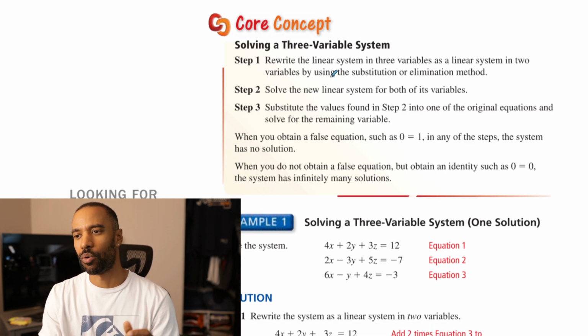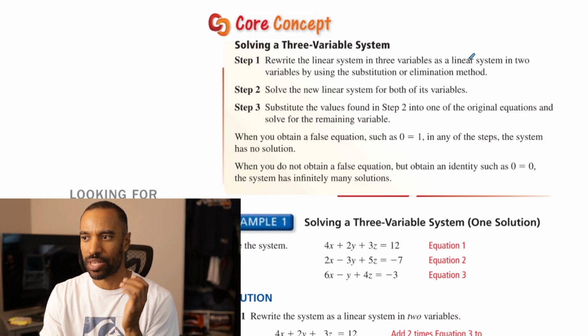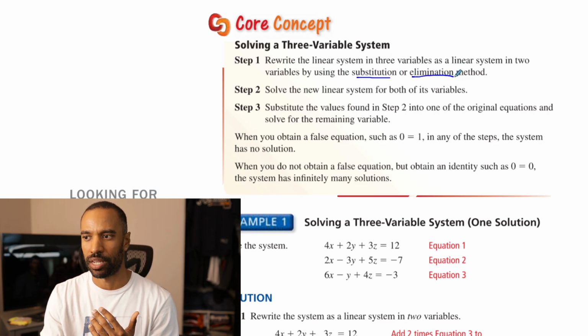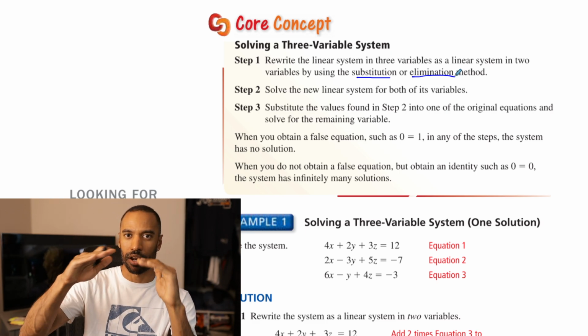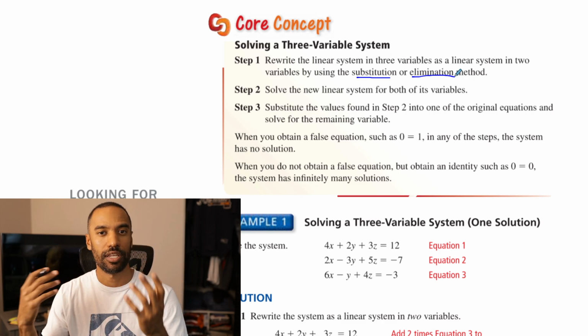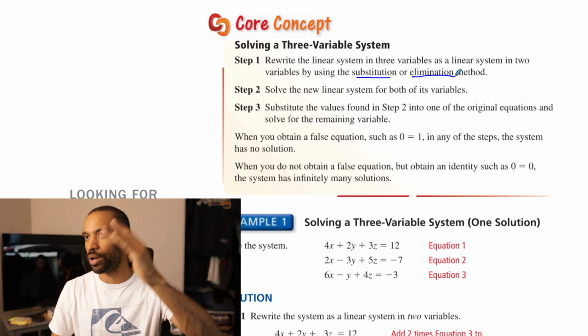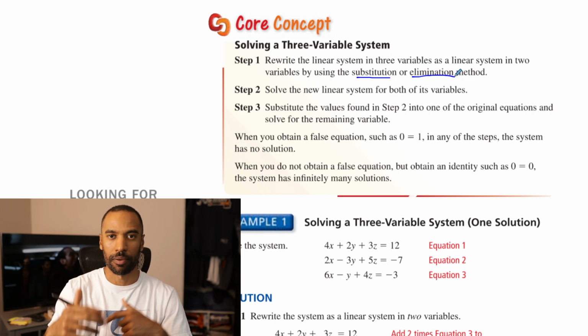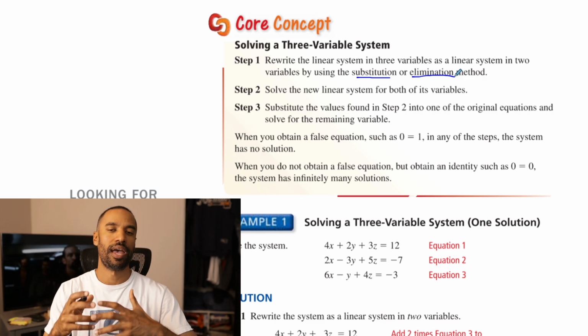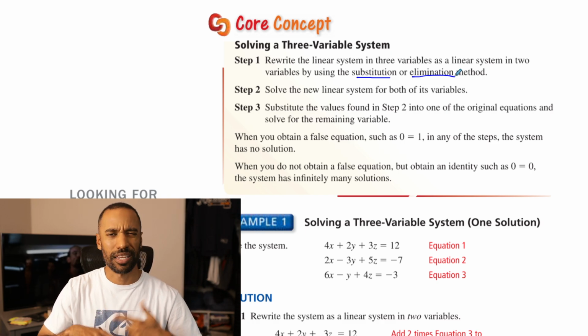Step one. You want to rewrite the linear equations in three variables as a linear system in two variables by using the substitution or elimination method. Basically, you have x, y, and z, all three variables in all three equations, maybe. You want to turn it into a system of two. Use elimination to get rid of the z's in two sets of equations and make it say x and y in two of them. So you're turning a 3 into a 2, as you solved a 2 before. And then you've got to work backwards.